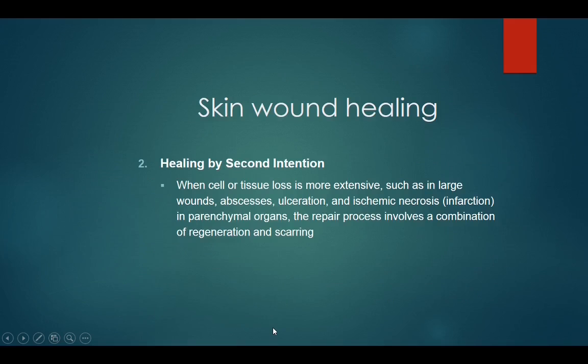And what is healing by secondary intention? When cell or tissue loss is more extensive, like there is a big area of damage, such as a large wound, abscess, ulceration, and ischemic necrosis, like infarction and all, these will lead to healing by second intention. So there will be a big scar formation, like scarring will be there.